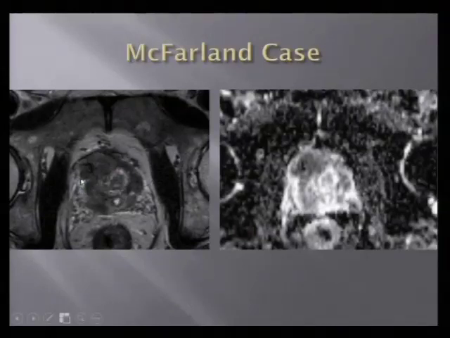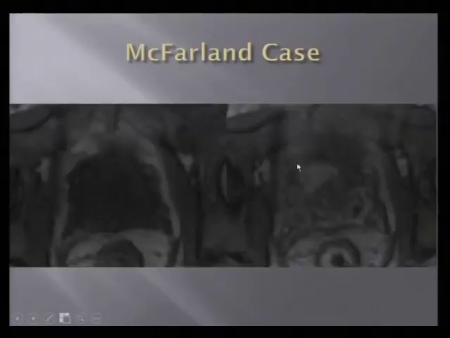This is the peripheral zone right there, turning into a mass that completely distends the anterior fibromuscular stroma beyond the capsule. ADC is correlative, it's dark. Here's the post-contrast, it completely enhances. So this is absolutely consistent with a prostate cancer with, in my opinion, extraordinarily high suspicion for extracapsular extension on the right anteriorly.